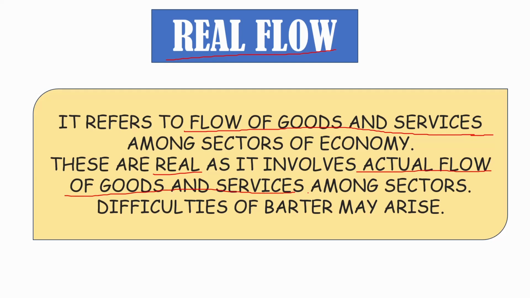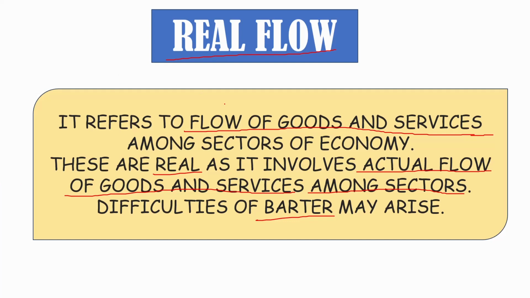Among sectors, here, difficulties of barter system may arise. Barter system means commodities exchanged for commodity. For example, if a person is having rice and any other person is having wheat and they both want each other's product, they will exchange their products. The person having rice will give his rice to the person having wheat, and the person having wheat will give his wheat to the person having rice. So this is commodity to commodity exchange. This is the basic barter system.